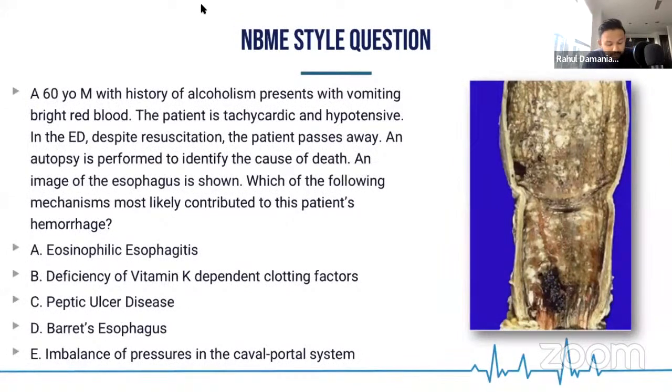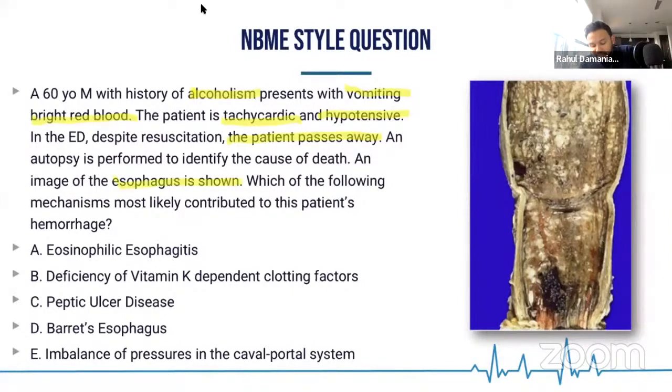A 60-year-old male with history of alcoholism presents with vomiting bright red blood. The patient is tachycardic and hypotensive, so he sounds pretty sick. In the emergency department, despite resuscitation, the patient passes away. An autopsy is performed to identify the cause of death. An image of the esophagus is shown.